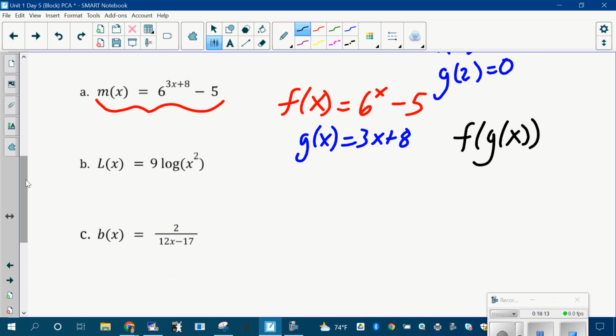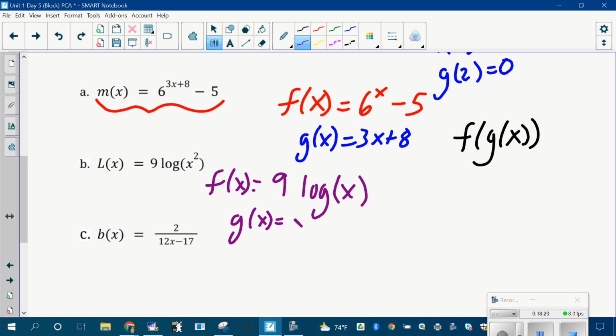Let's do these together because they're kind of hard. For this next one, I kind of think of the big function as 9 log of x. That's kind of what I think about as the outer function. But then what do they stick in the place of the x? X squared. That's kind of how I think about this one. It's 9 log x with an x squared stuck in the place of the x.